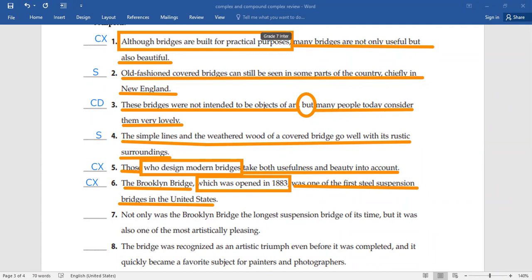Ibrahim, number 7. Okay, Zena, number 7. Zena, yes. Not only was the Brooklyn Bridge the longest suspension bridge of its time, but it was also one of the most artistically pleasing.